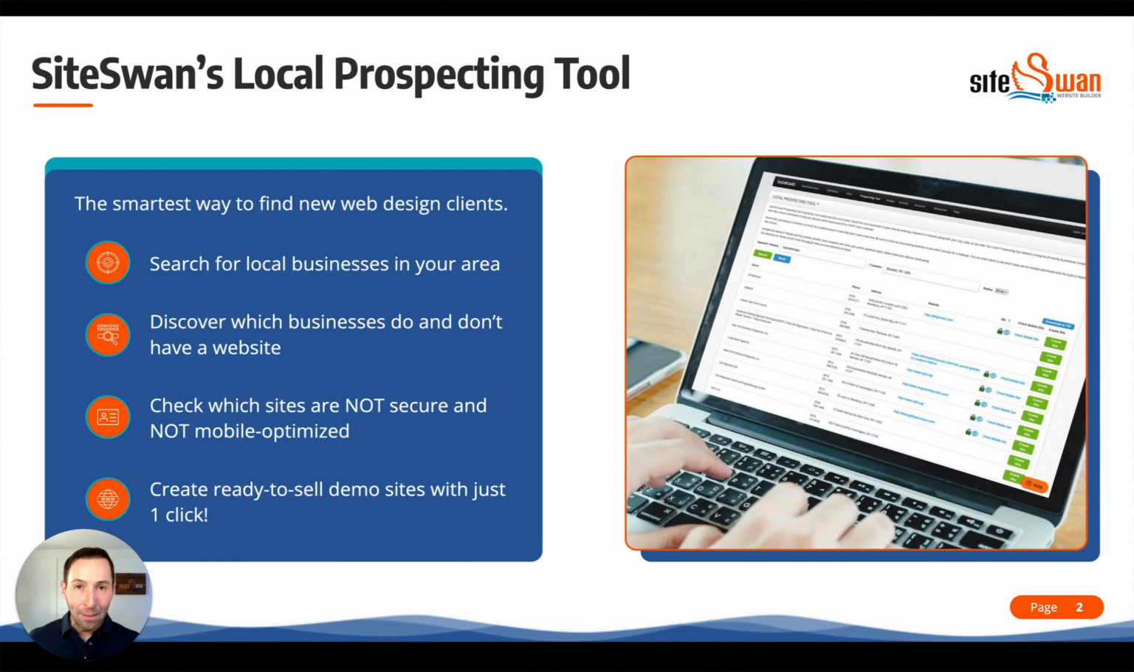All you have to do is type in a keyword or industry term along with the location, and our local prospecting tool will generate a nice long list of all the businesses in and around your area with their contact info almost immediately. You'll see if they have a site currently or not, and if they do have one, you can check two of the biggest, most common issues with websites nowadays that would warrant getting a new one. Security, which is SSL certificates, and mobile optimization and compatibility.